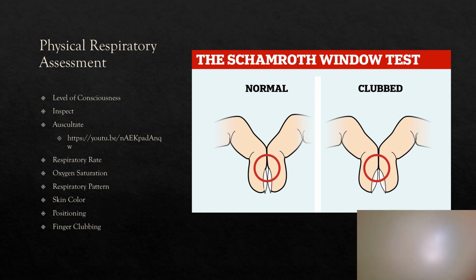And then we look at finger clubbing. There's a picture on this slide that shows you how to put those fingernails together and what it looks like if we have clubbing versus a normal configuration. Finger clubbing, if we see this, shows chronic hypoxia. So we often see this in clients that have significant respiratory disease or significant cardiac disease that's been going on for a long period of time.